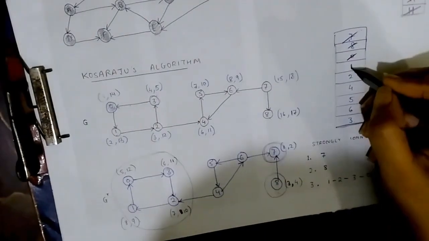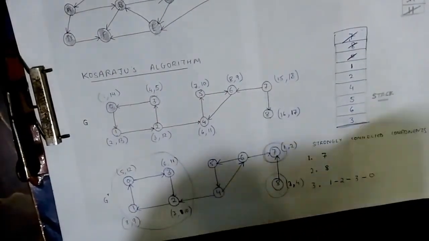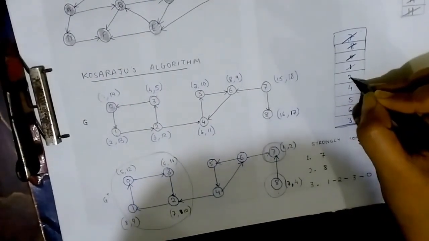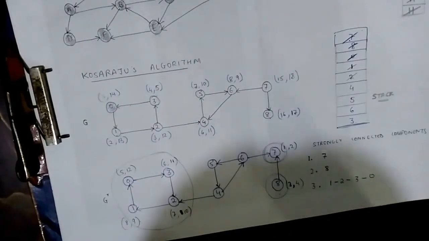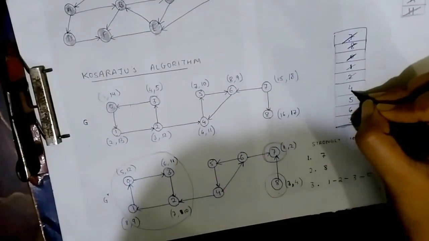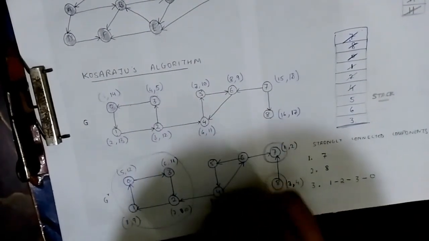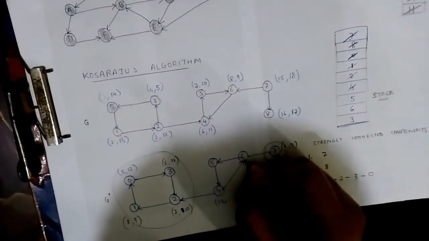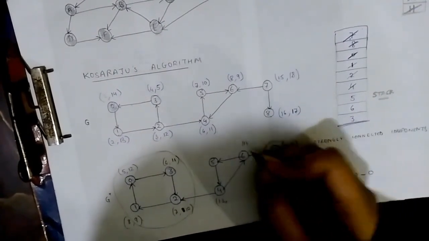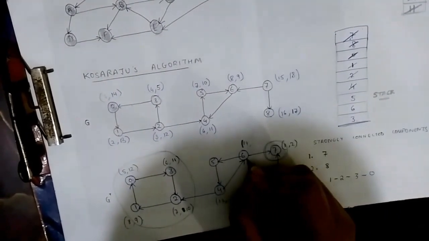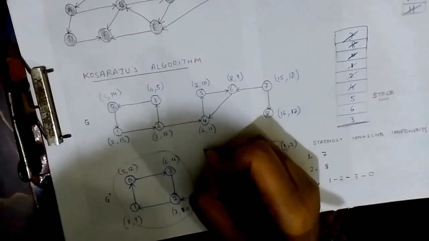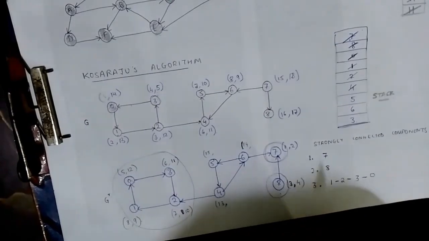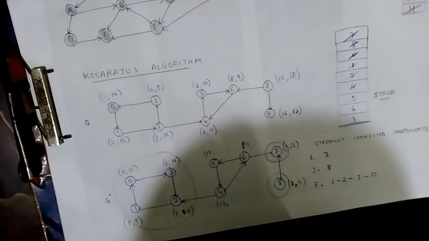Right? Next up is 1, but 1 has already been visited, so we forget it. Next 2, we pop 2 out, but it's already been visited. Next up is 4. 4 has not been visited, so we'll mark it 13. From 4 we can go to 6, we'll mark it as 14. From 6 we can go to 5, this would be 15. From 5 there is no other vertex which has not been visited yet.